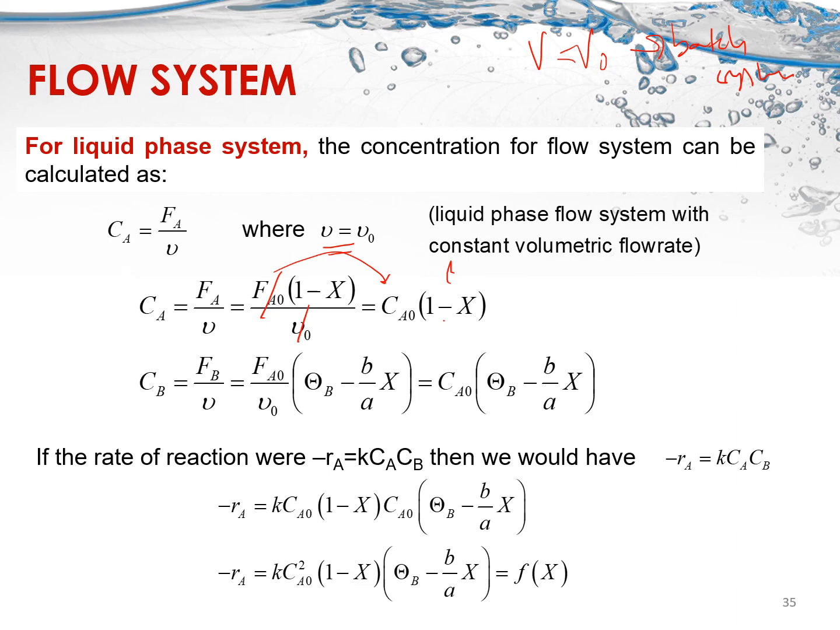So it equals FA0, remember this is from the stoichiometric table, theta B minus b over a times X, over V0. So we can get this as CA0. So the rate is negative rA equals k CA CB. This one would be the CA and this one would be the CB. You just simplify, and you can get this equation.